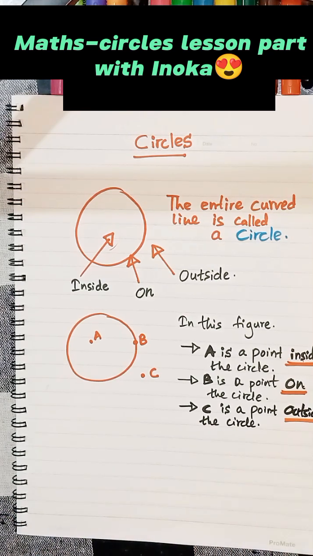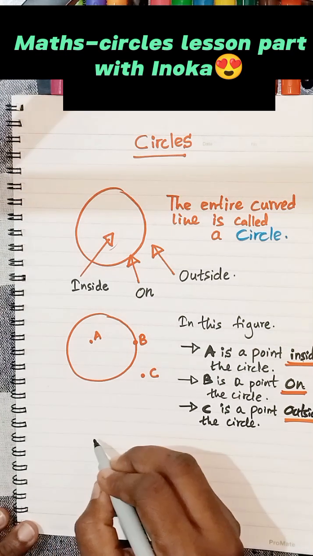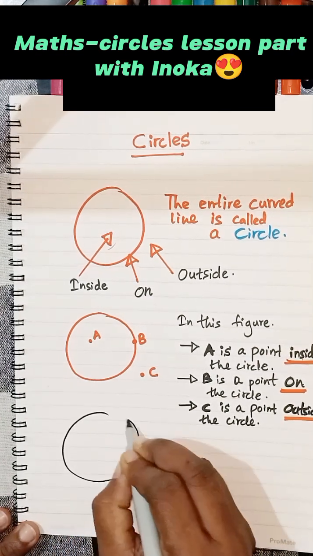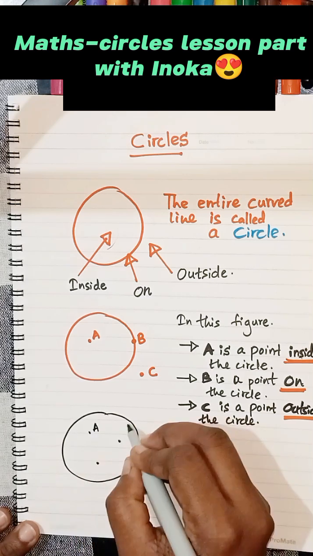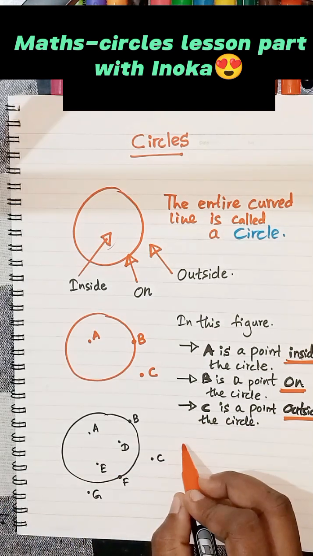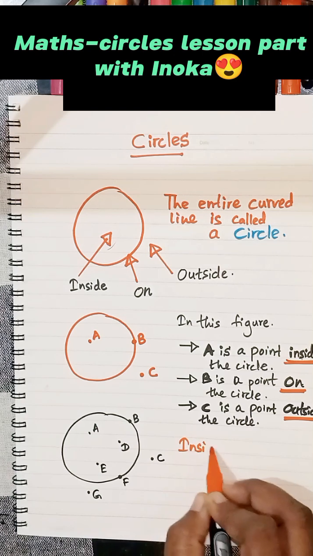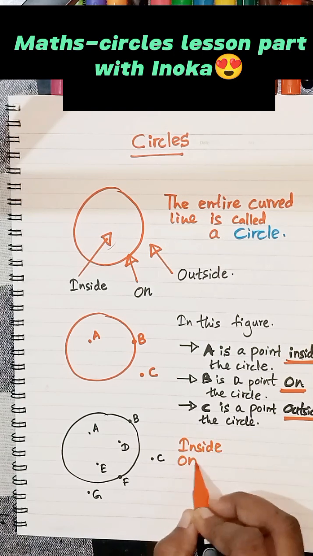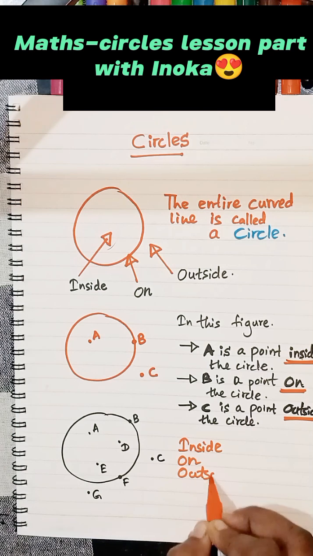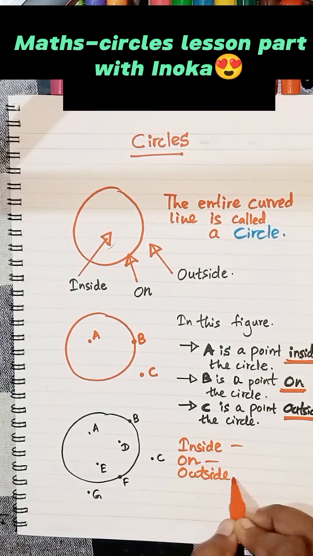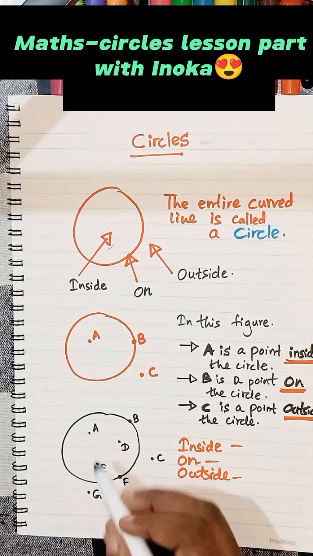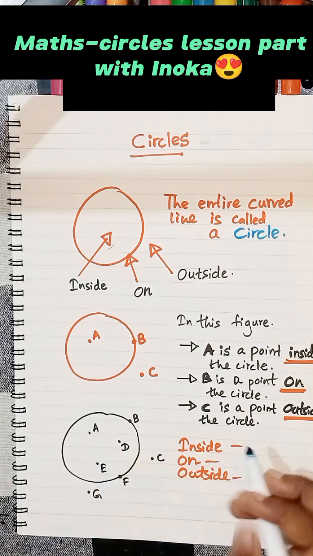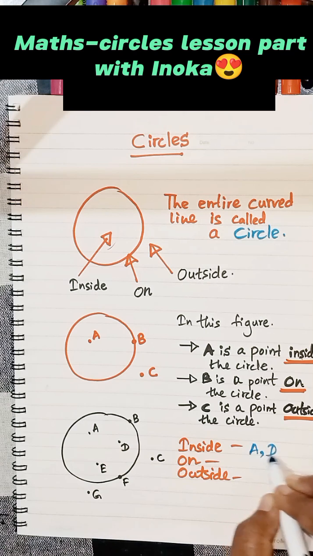I think you understood this one. So these are the things actually you have to know when you are in grade 6. So I can take another example. A, B, C, D, like that. I am going to mark them. And what are the points that we can see inside? What are the points that we can see outside? And what are the points that we can see on the circle?